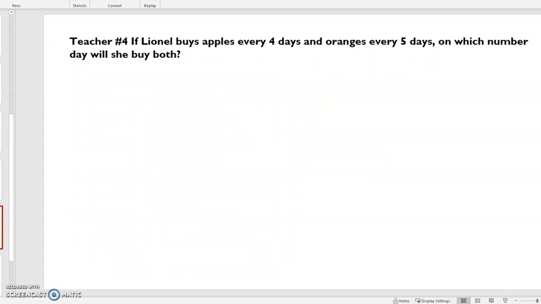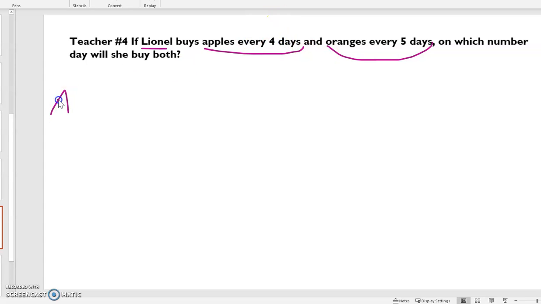Right, the last thing we'll go over is I'm going to show you a word problem where I'm going to calculate the LCM, or least common multiple. What I'm going to do in this problem is I want to find the overlap between when Lionel buys apples and when he buys oranges. So I'm going to list out the multiples of those days.